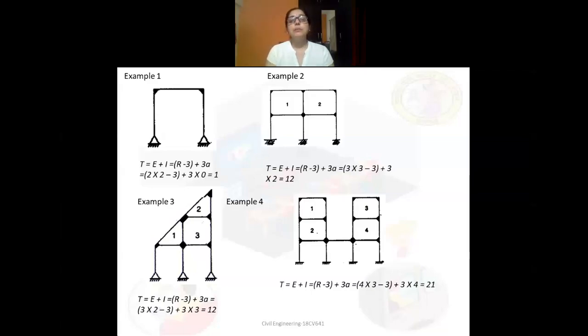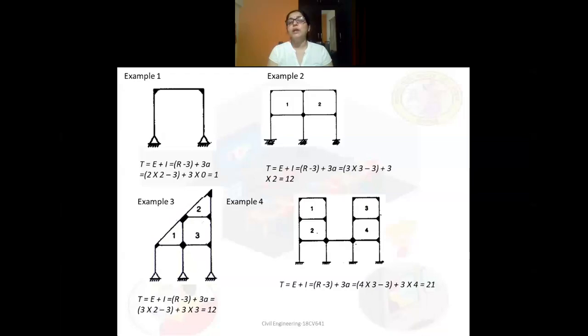So similarly in example 2, we can see that T is equal to E plus I, and here we can note that this is a fixed support. All the three supports are fixed supports. So each fixed support has three reactions: horizontal, vertical, and moment. So 3 plus 3 plus 3, altogether we have 9, or else you can do 3 into 3 also. Each fixed support has three reactions. So how many fixed supports are there? 3. So 3 into 3 minus available equilibrium equations, which is 3, plus 3 into how many closed frames we have?